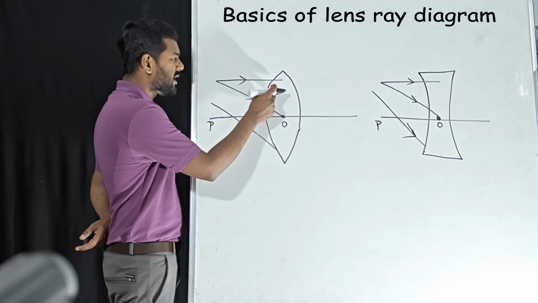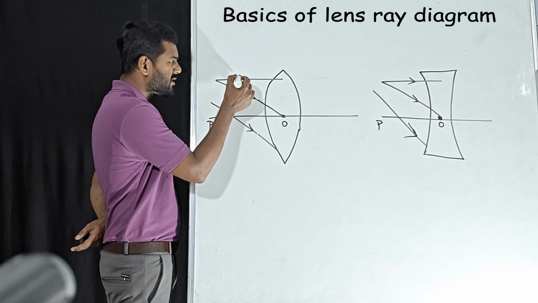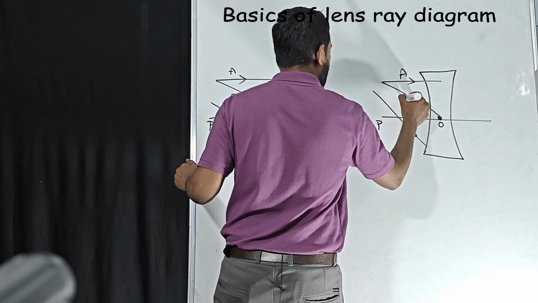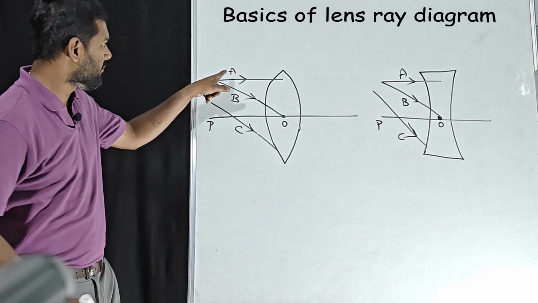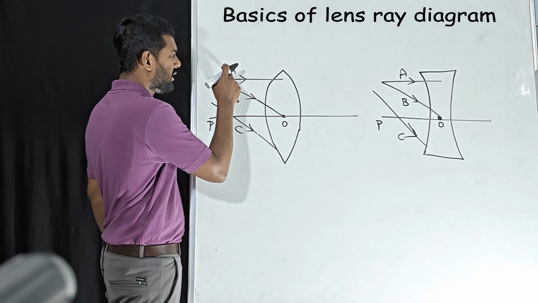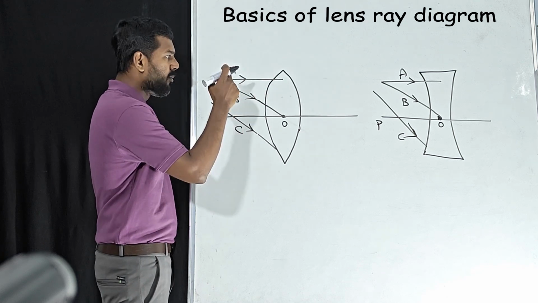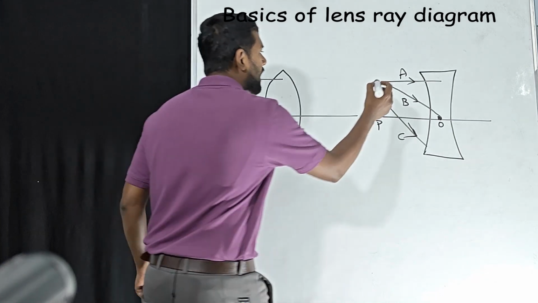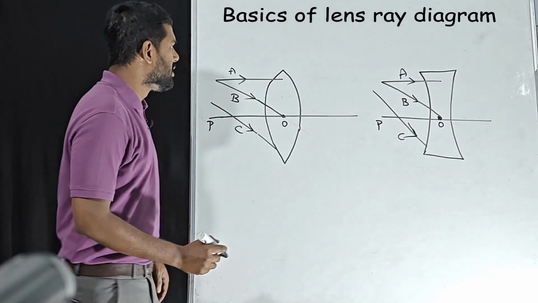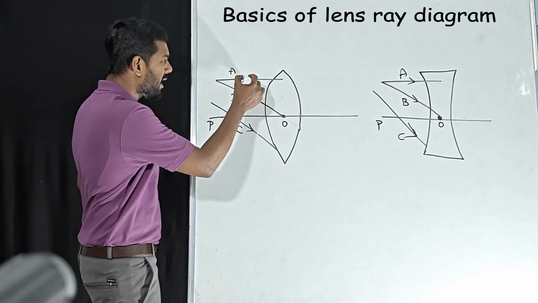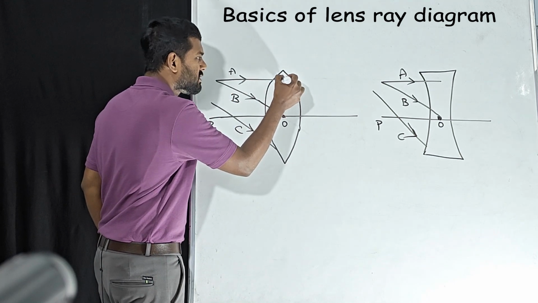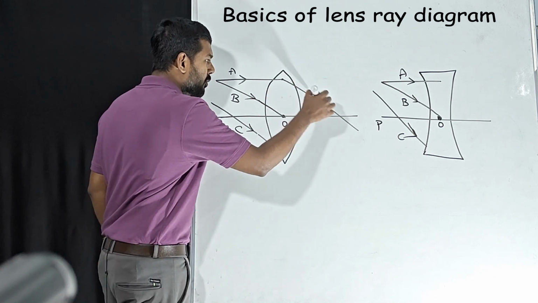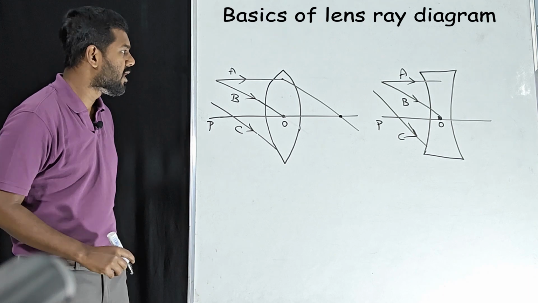Listen, in a convex lens, assume the rays A, B and C. In both the lenses, light ray A is parallel to the principal axis. So in a convex lens, if it is parallel to the principal axis, after refraction, it will converge. Converge means moves towards the principal axis. Keep this in mind.